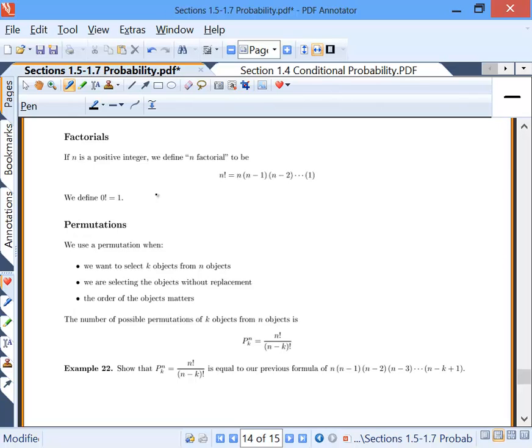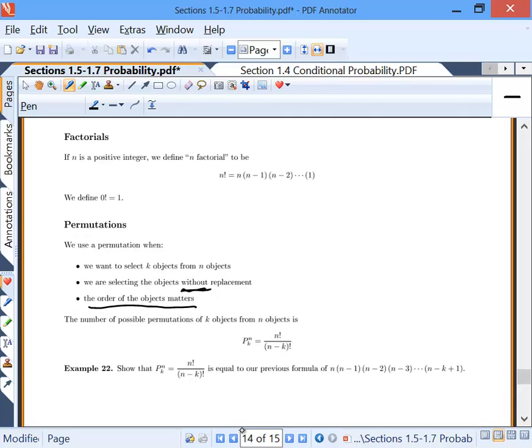Our permutations, so this is the one formula that you do need to know. We use a permutation when we want to select k objects from a total of n objects. We are selecting the objects without replacement, so we don't put them back, and the order of the objects matters. So getting a pin 0, 1, 2 is different from getting a pin of 2, 1, 0 or 2, 0, 1. So the order matters.